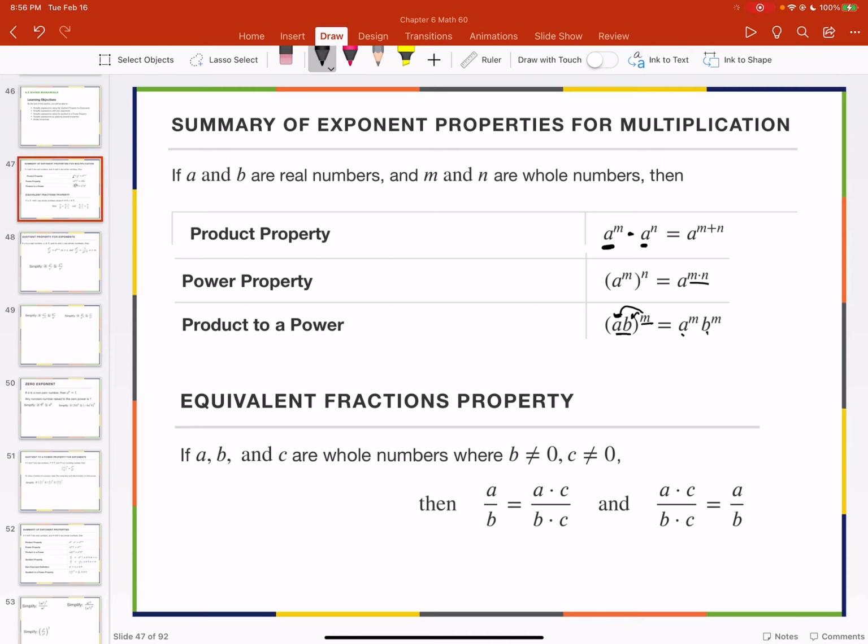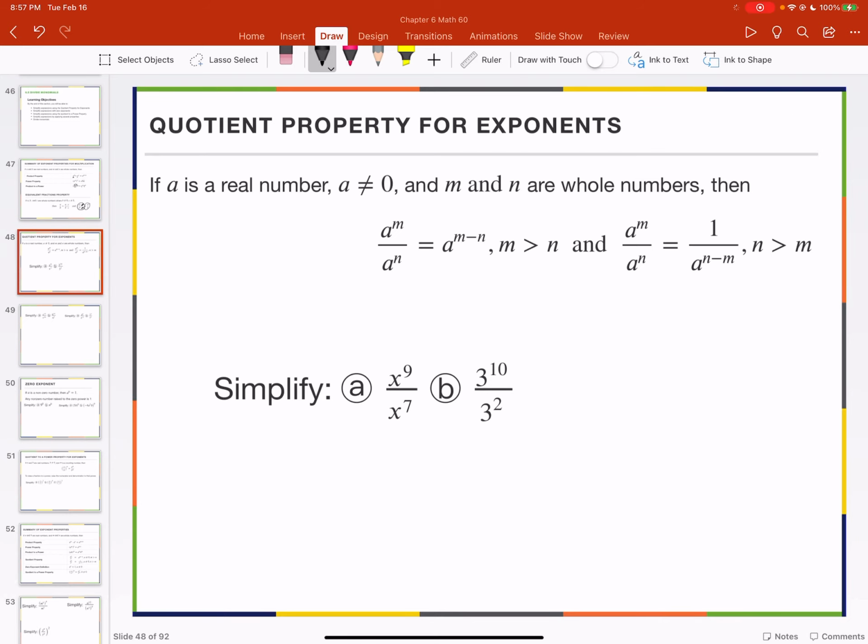And then finally, the equivalent fractions property will be used, so that when you have a fraction, you can multiply top and bottom by the same number and they're equivalent, and vice versa. You can take a product of numbers over other numbers or letters, and if you have the same factor on top and bottom, you can cancel it out and you're left with the original, right? So let's go ahead and look at the quotient property.